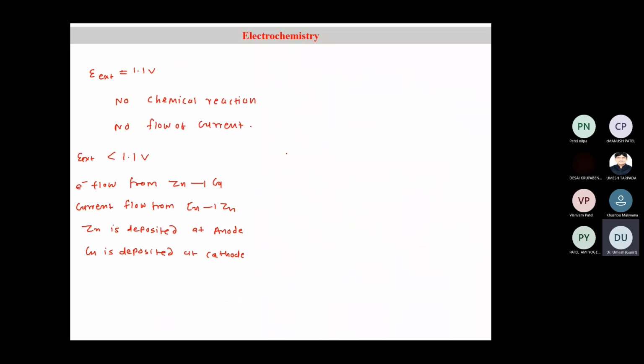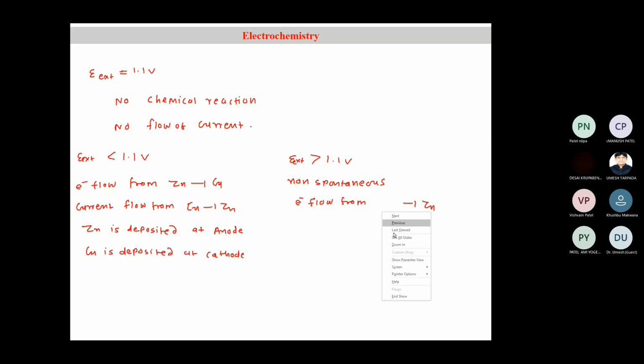If E external, the external potential, is greater than 1.1 volt, then the opposite takes place. This is a non-spontaneous process. In this case, electrons flow from the copper to the Zn electrode, that is from cathode to anode. And current flows from anode to cathode.